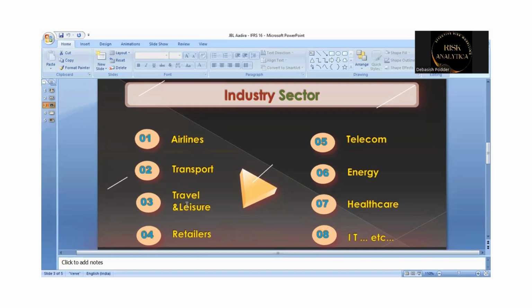Similarly, transport, travel and leisure, and the retail sector, because retailers, I have given you an example like Amazon, Flipkart, they will definitely opt for a warehouse on lease rather than purchasing a warehouse. So they will avail that on a lease basis. Similarly, for the telecom sector, energy sector, healthcare, IT industries, these are the major 8 industries where IFRS 16 has a notable or significant impact.